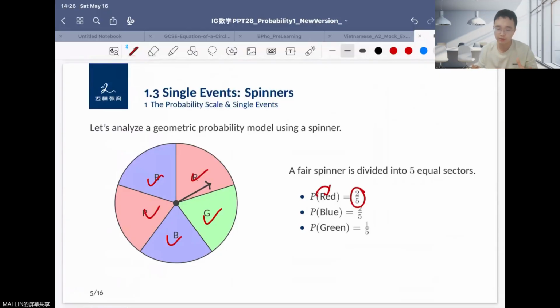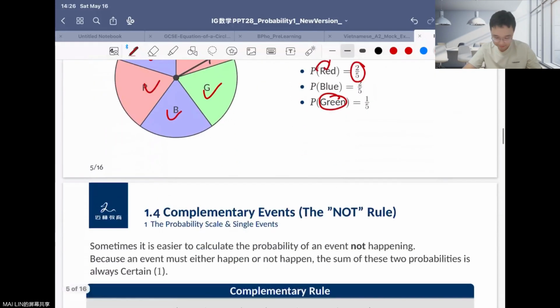And for blue, there are 2 blue areas, so the numerator is also 2. 2 over the total number of events, which is 5, that is 2 over 5. And the probability of spinning to green is 1 over 5. That is how we can get the probability of the event.